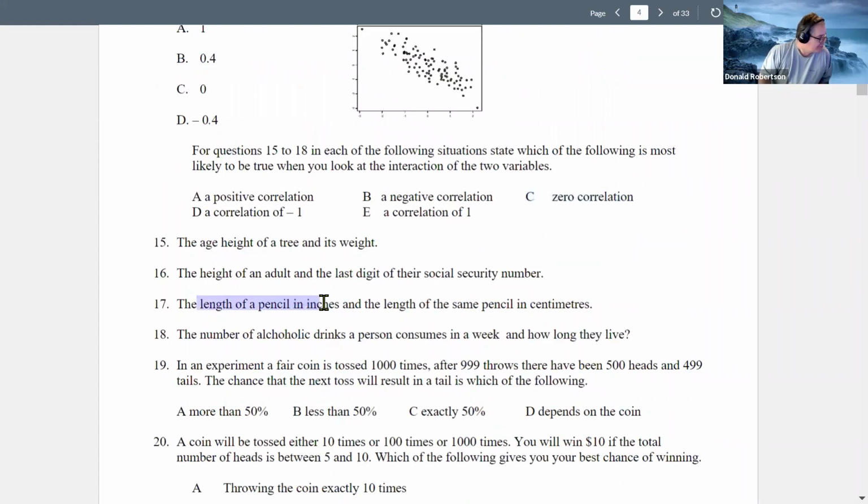Now, the length of a pencil in inches and the length of the same pencil in centimeters. If you did that, would you expect to see a perfect straight line? Like 5 centimeters, so many inches, 6 centimeters, so many inches, right? And a perfect straight line, that's when 1 would kick in.